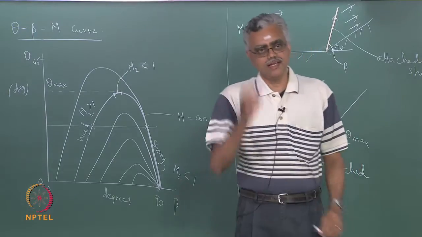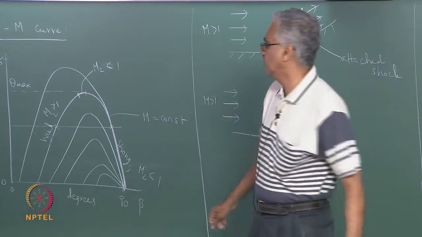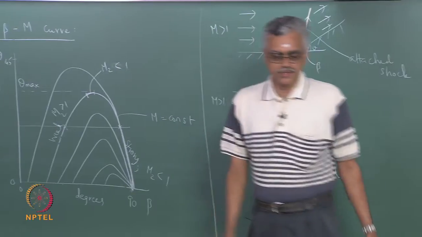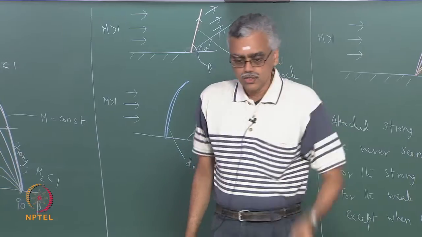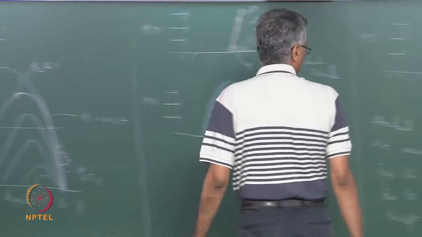However, for a finite value of m which is different from 1, as we can see from here, any given m equal to a constant curve intersects the x axis at two locations, one here and one over here, which corresponds to beta equal to 90. All the m equal to constant curves intersect here at beta equal to 90, but they intersect the axis here at different values of beta, all of them, right. So that corresponds to theta equal to 0.